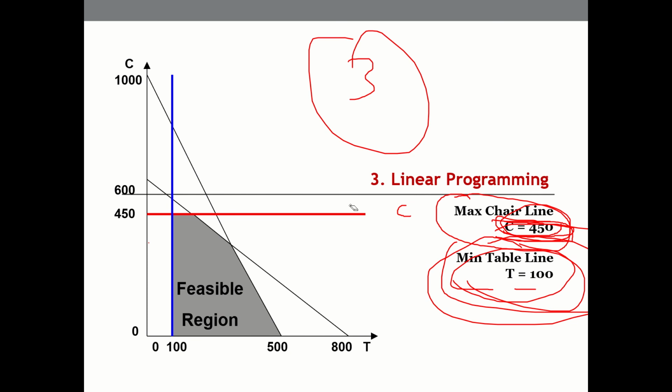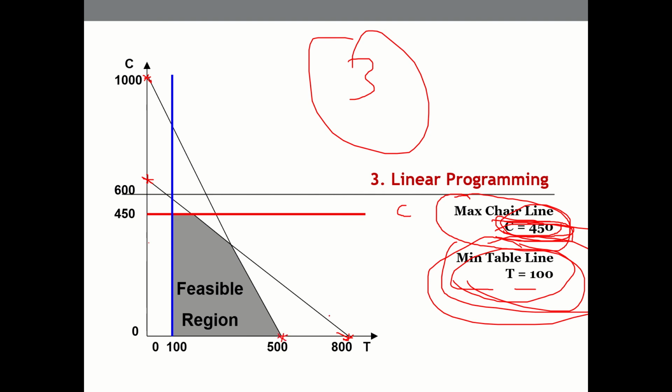Let me explain it again in a simple manner. There are three steps involved. This is the first line that we drew. This is the carpentry line. Using that equation, we got an intercept of 600 and 800, and then we drew this line. The second line was the painting line, where we got an intercept of 500 and 400.